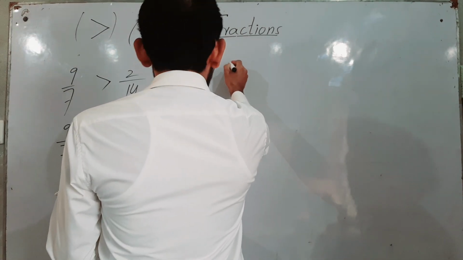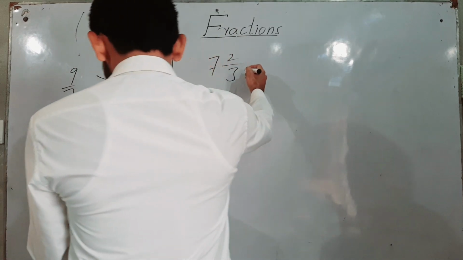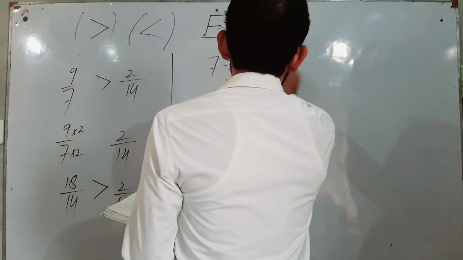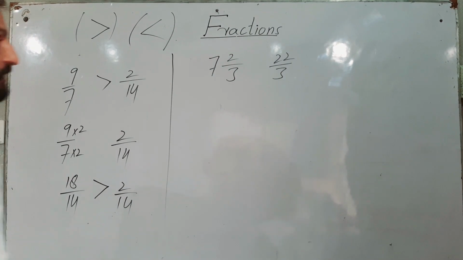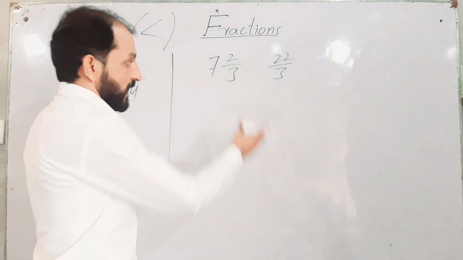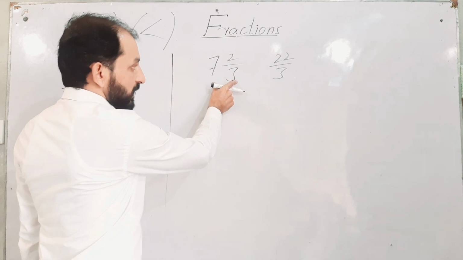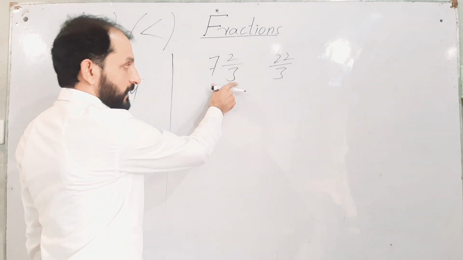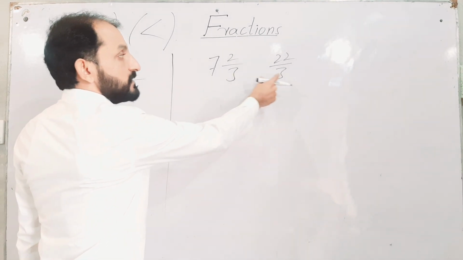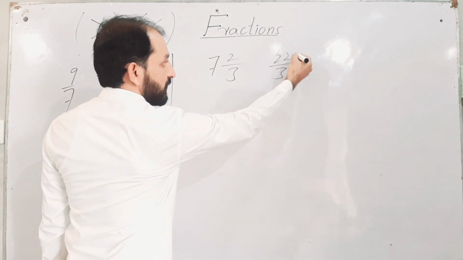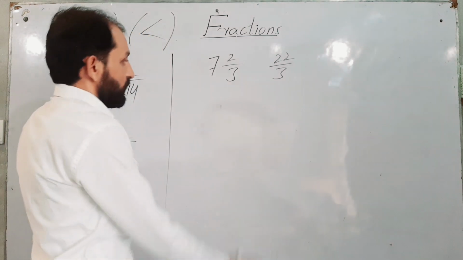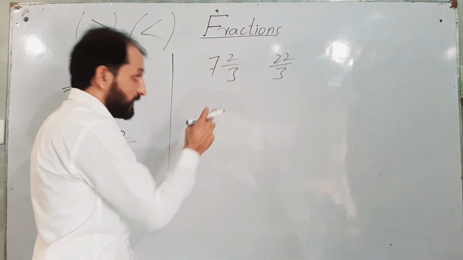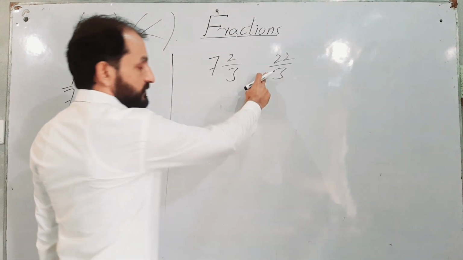7 whole 2 divided by 3, and 22 divided by 3. We have another example. As we already discussed, this type of fraction is known as a mixed fraction. This is an improper fraction because the value of the numerator is greater than the value of the denominator. We just simply convert this mixed fraction into this form.